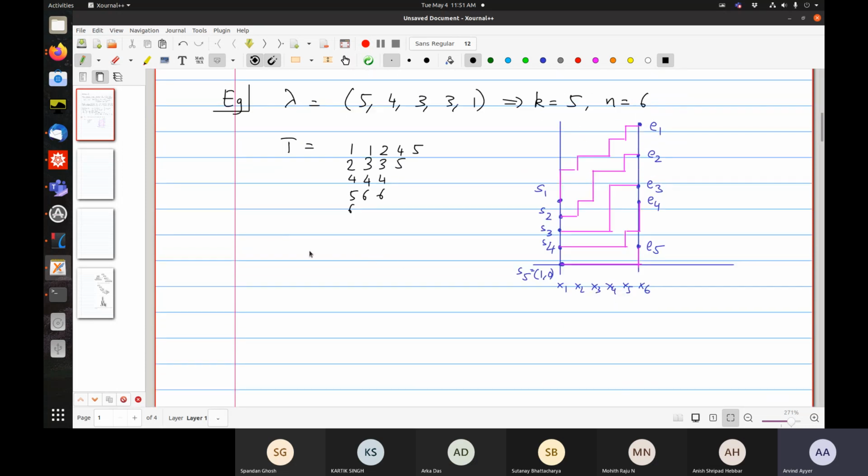So now, let's see what the weight is. The weight of T is x1 squared. Remember, you take x to the t. X to the t was x1 to the number of 1s, which is 2, x2 to the number of 2s, which is also 2, x3 to the number of 3s, also 2, x4 to the number of 4s, which is 4, x5 cubed, and x6. And if you see over here, you will find the same weight.